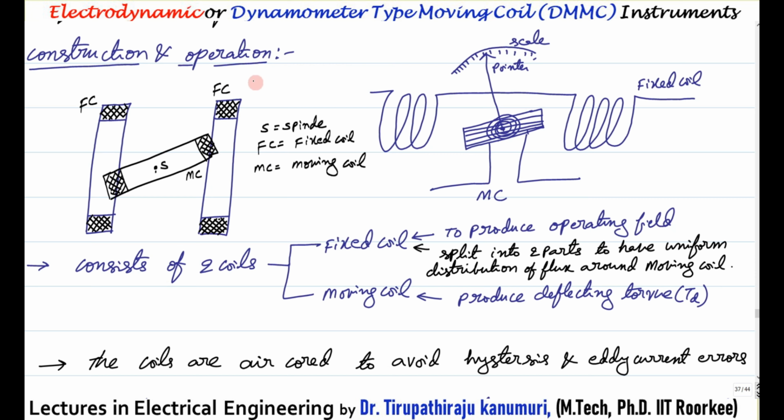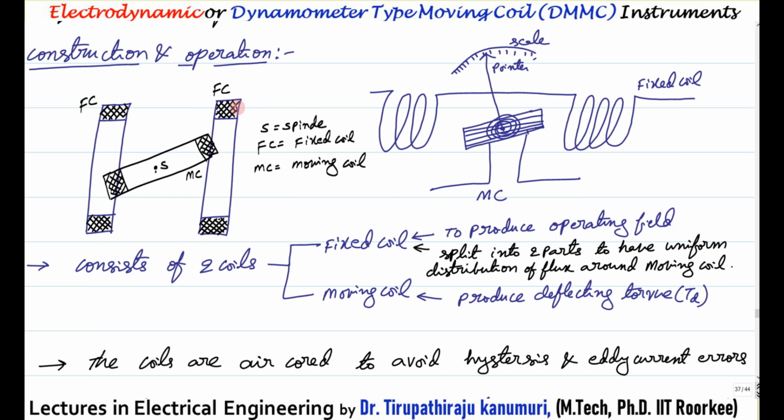We have seen in the moving coil type of instrument there will be two parts. One is the permanent magnet. That permanent magnet produces the operating field, and inside that permanent magnet one moving coil will be there. Current passes through the moving coil, which produces some flux. The flux produced by the moving coil interacts with the flux produced by the permanent magnet and produces the required torque.